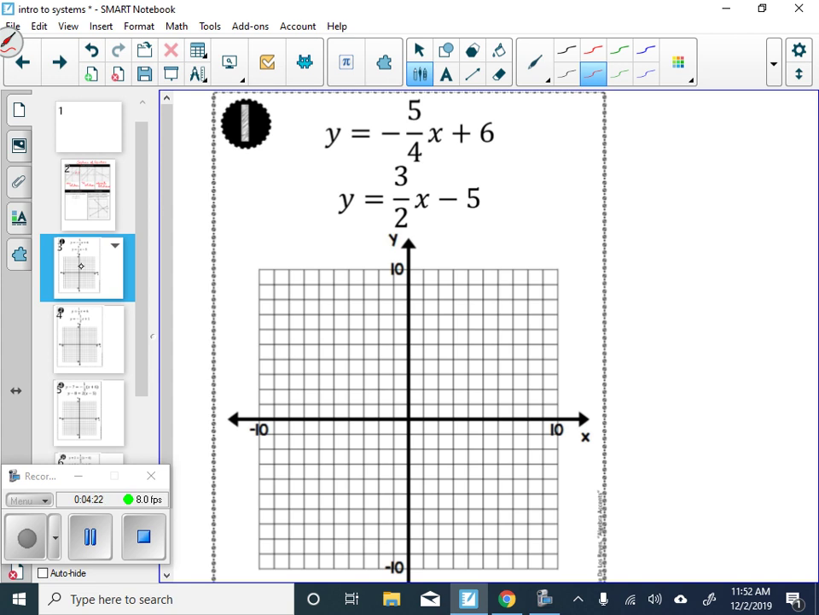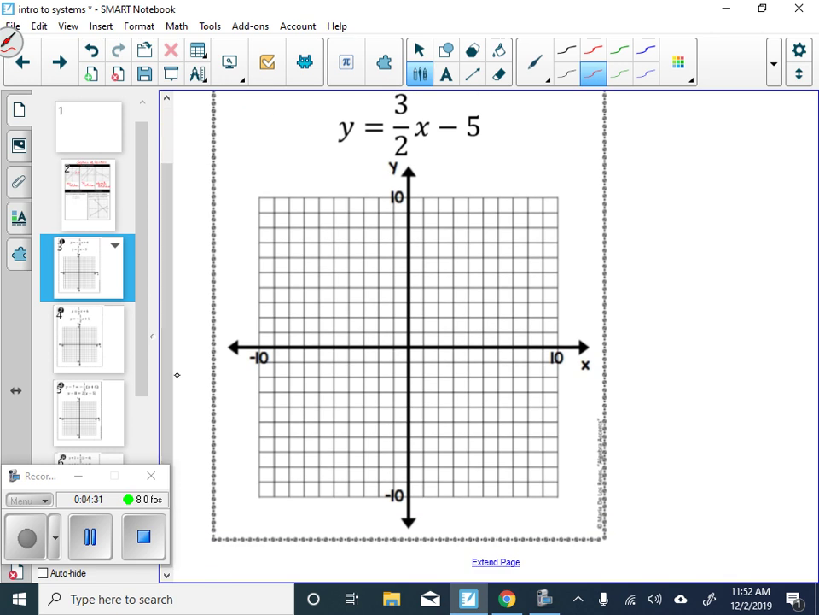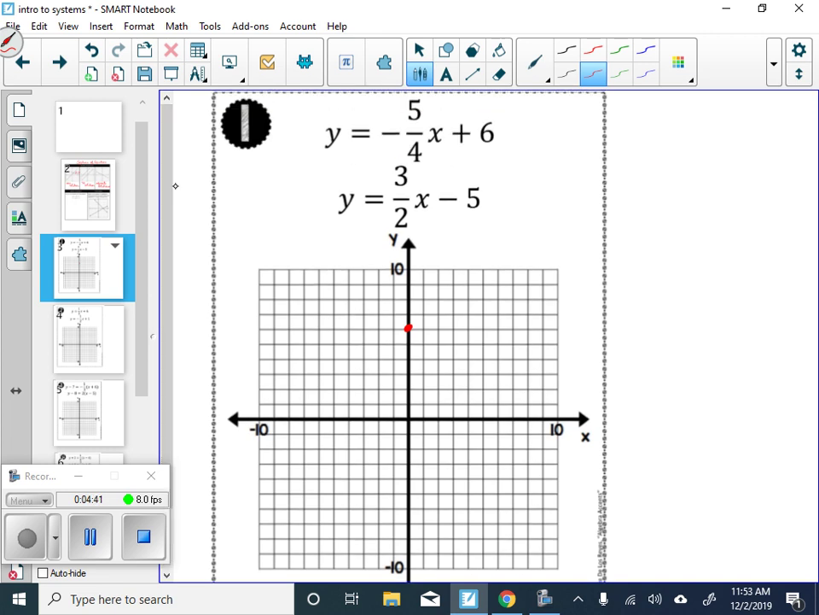What else do you know? Y-intercept is 6. Where do I start if I want to graph it? At the 6, which is the y-intercept. So please go put a point there at 6. And then you're going to use your slope. Okay, what is my slope? -5/4. What does that mean I need to do then?